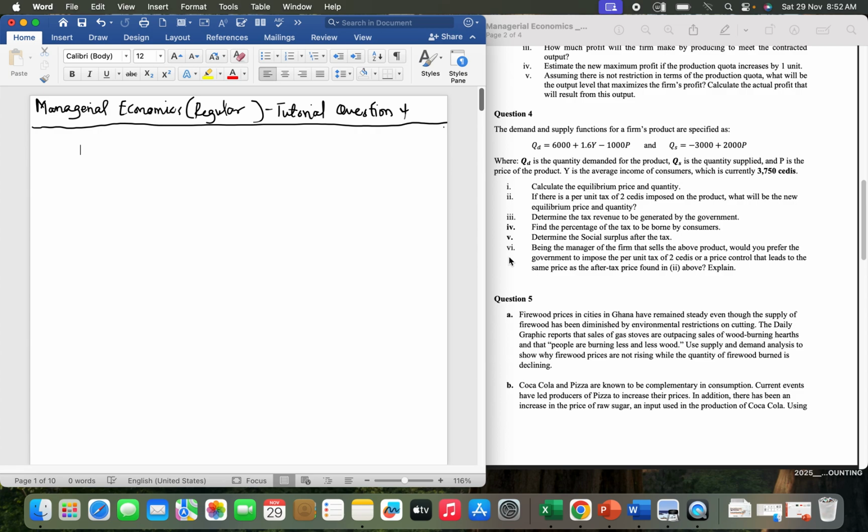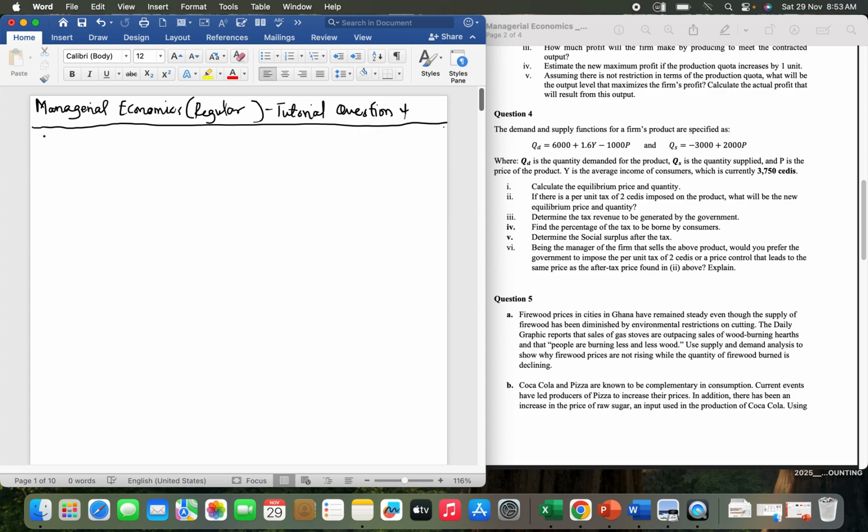VI. Being the manager of the firm that sells the above product, would you prefer the government to impose the per unit tax of 2 cedis or a price control that leads to the same price as the after tax price found in II above? Explain.